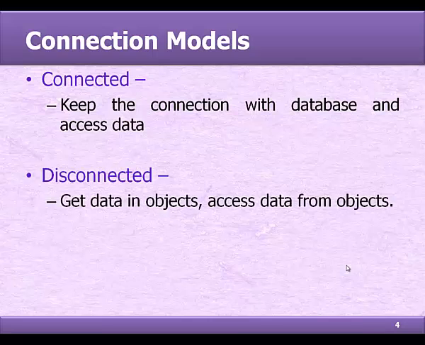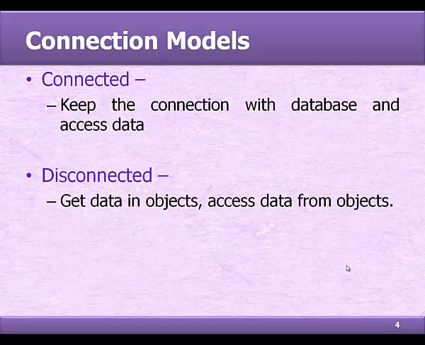The second model we use is the disconnected model. In the disconnected model, these objects get data from the databases and store it in objects like arrays. Not exactly an array, but in a form like an array. These data objects fetch the information and store it within them, and all the operations can be done with these objects, like updating, deleting, inserting the values. Finally the data objects can be updated into the database. All the values can be submitted to the database.